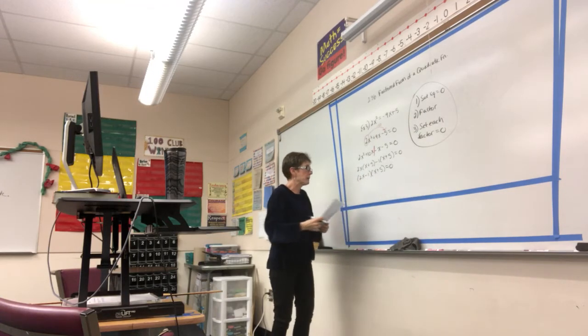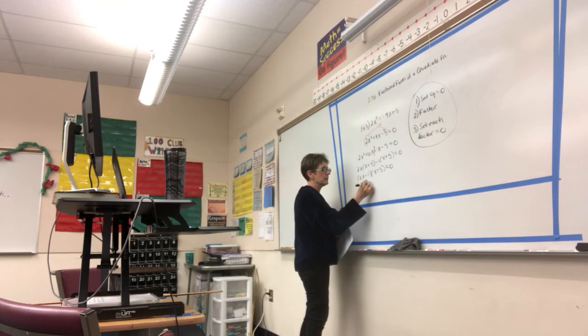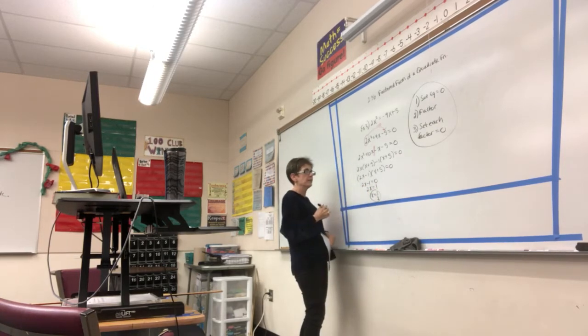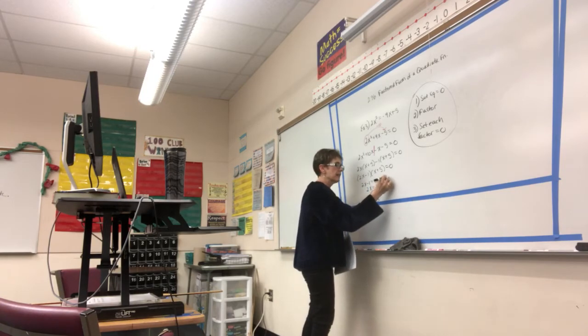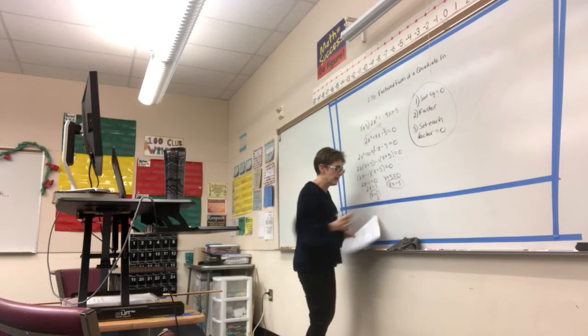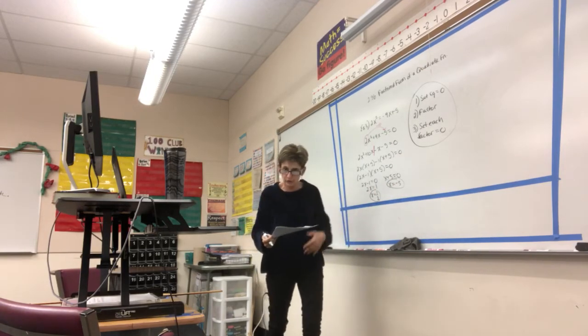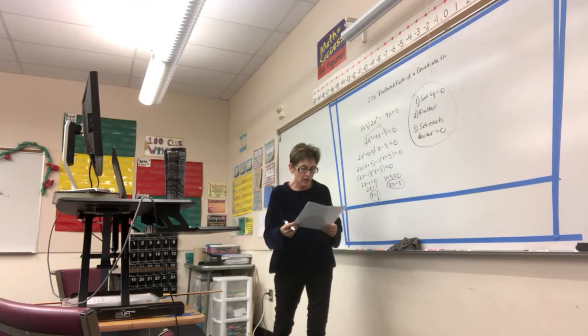After we factor, remember, we want to set each factor equal to 0. So we're going to have 2x equals 1, or x equals 1/2. And here, when we set x plus 5 equal to 0, we're going to get x equals negative 5. So those would be the two solutions, the two roots, the two intercepts, the two zeros of the function.